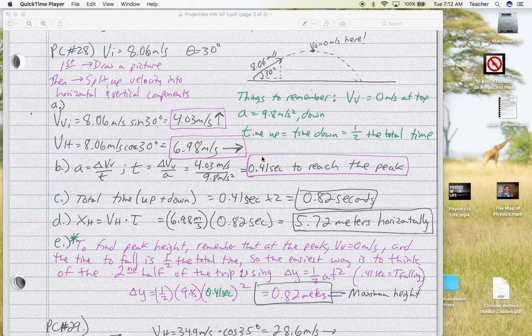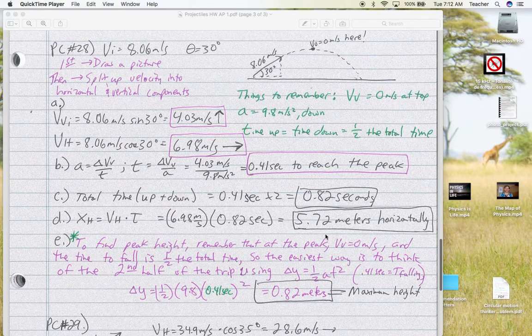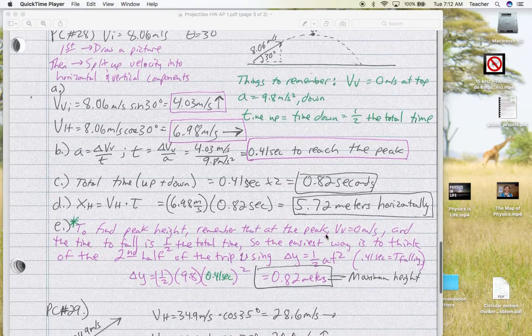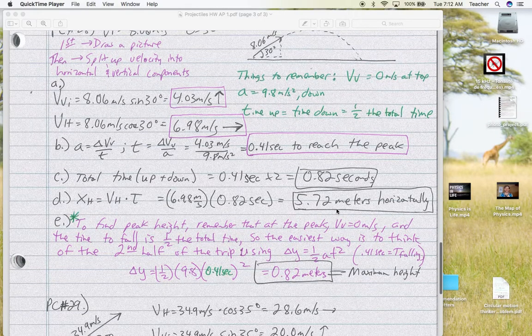To figure out how much time it's going to take to reach the peak, I use a vertical formula. So change in vertical velocity over time. The total time of this, since there's symmetry in the problem and it lands at the same height as it's launched, is double that time to reach the peak, so that's about 0.82 seconds. And then to find out how far something moves horizontally would be multiplying the total time by the horizontal speed. That's around 5.7 meters.